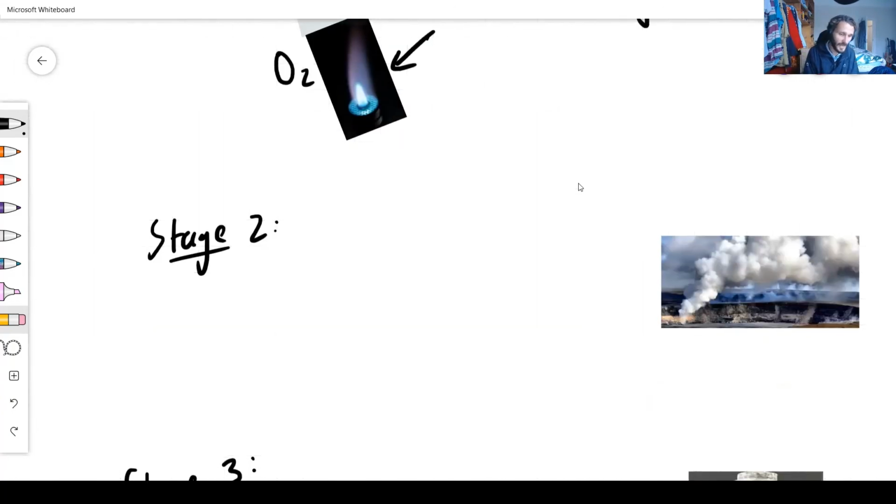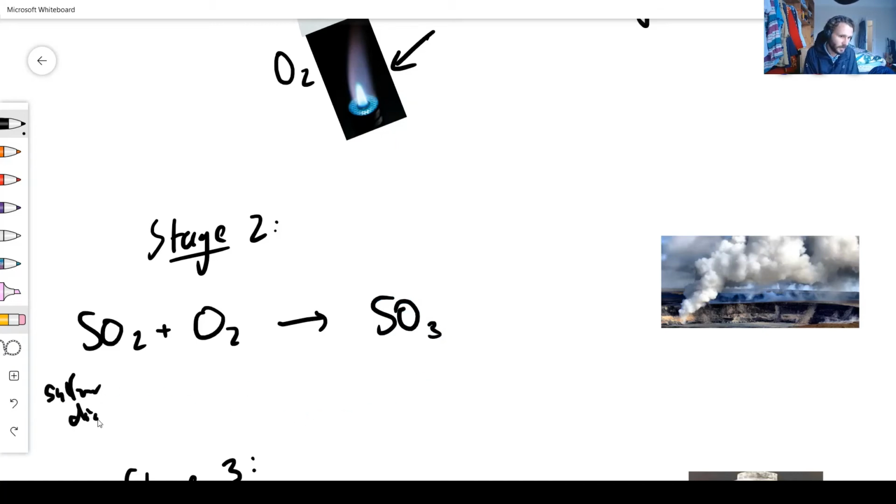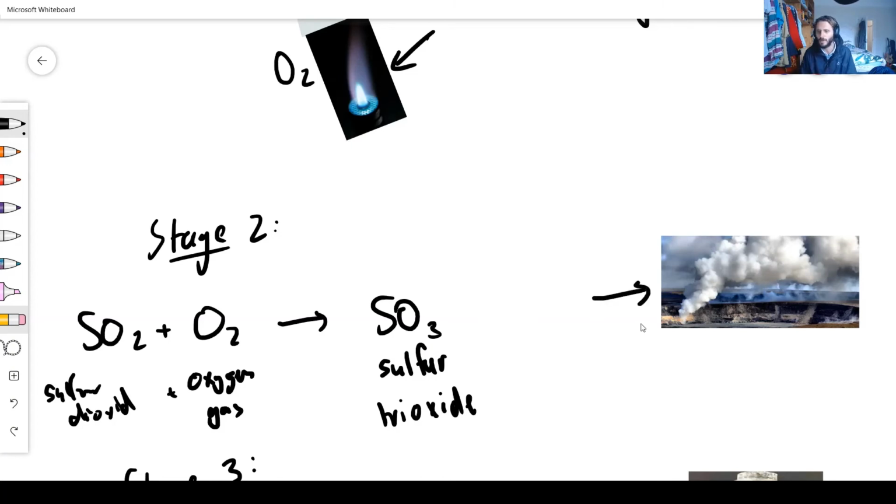Stage 2, we take this sulfur dioxide, and again we combine it with more oxygen to make sulfur trioxide. That's a big word. Sulfur dioxide, I'm going to write this super quickly, plus oxygen gas. We're making sulfur, I'm going to write this one a little bit slower, sulfur trioxide. I've shown you a little picture here. This is actually a sulfur mine, and you can see the sulfur dioxide coming off over here. So you can harness it, burn it with more oxygen, and make sulfur trioxide.